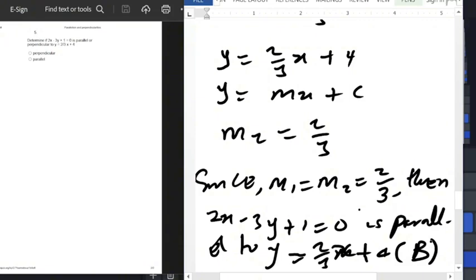So that is that on the solution to the given question.